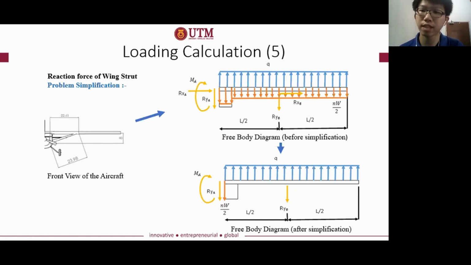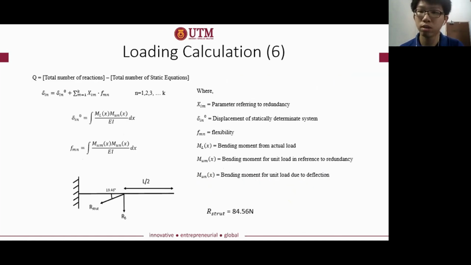By using the flexibility method according to the Castigliano theorem. So now the system has three reaction forces as shown in the figure: Rya, Ryb, and Ma. So I need to determine the degree of statically indeterminate structures. How? Through this equation as shown. Q represents redundancy, and the equation below shows the general equations of the flexibility method and their respective parameter names. So with the angle between the wing strut and the wing, we can obtain the reaction force of the wing strut as given, which is 84.56 Newton.